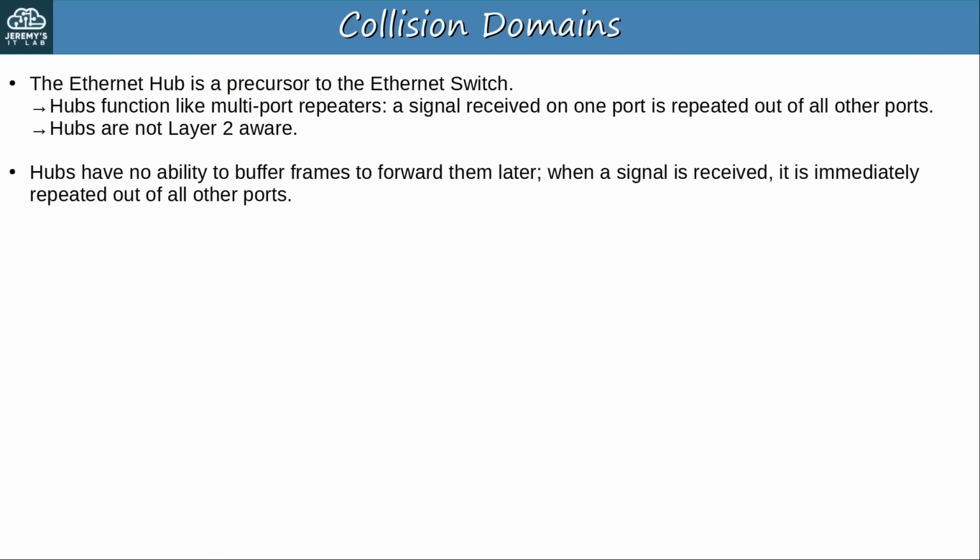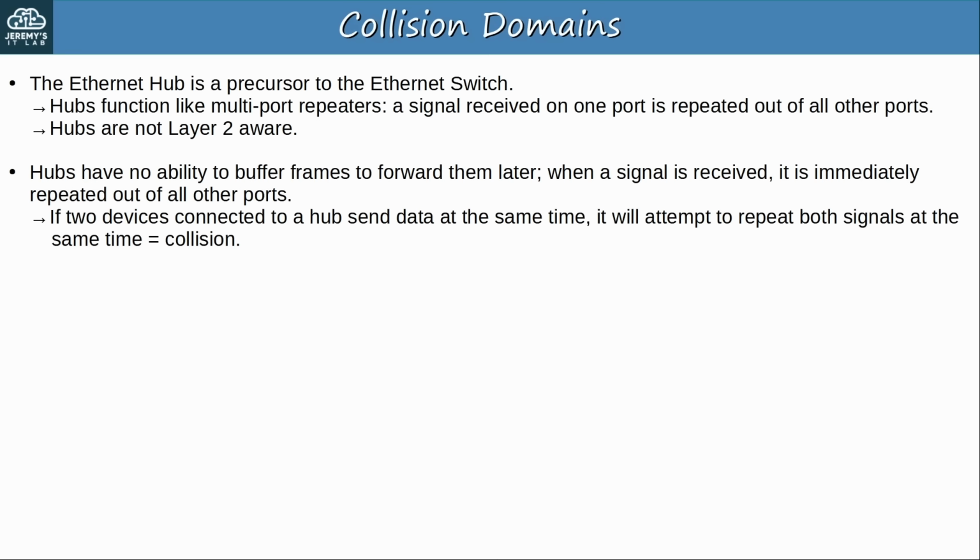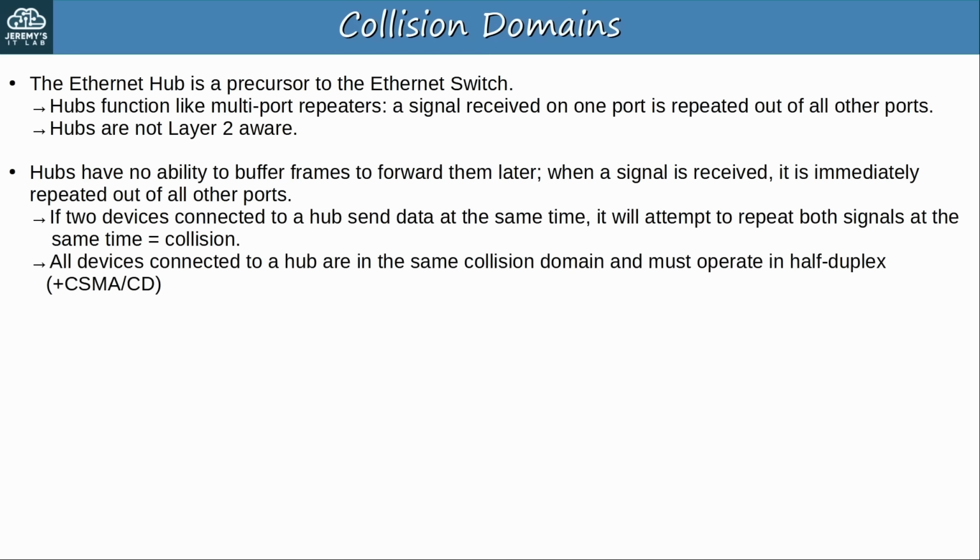This causes problems, because if two devices connected to a hub send data at the same time, the hub will attempt to repeat both signals at the same time, resulting in a collision. The signals that once carried data become a mess that no device can understand. So, like with the previous examples of thin-net and thick-net, all devices connected to a hub are in the same collision domain and must operate in half-duplex, using CSMA/CD to deal with collisions.